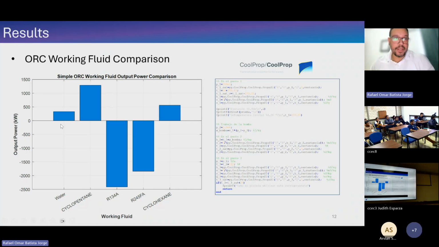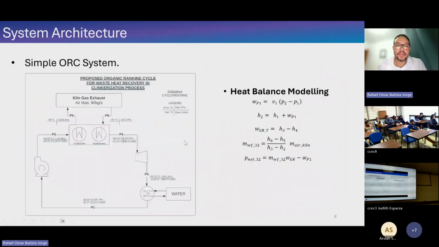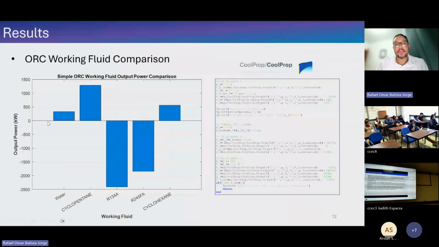And then, as you can see, for water, the output power from the turbine at the output of the ORC is quite low compared with cyclopentane and cyclohexane. Other types of refrigerants, R134a and R245, are not capable of producing positive output power with this configuration.